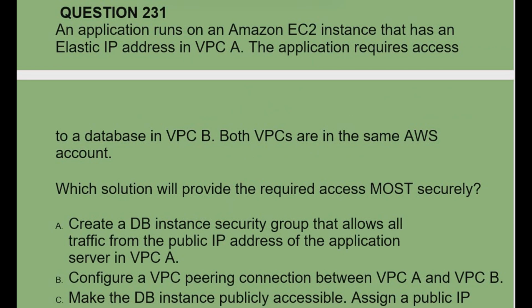Question is, an application runs on an Amazon EC2 instance that has an elastic IP address in VPC-A. The application requires access to a database in VPC-B. Both VPCs are in the same AWS account. Which solution will provide the required access most securely?